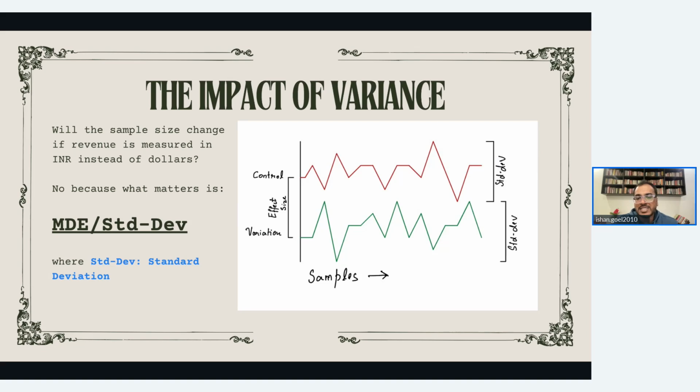So if my effect size is 5% and the metric fluctuates randomly just by 1%, then I'll need a much lower sample size. But if my effect size is 5%, but the metric itself fluctuates by 10%, then I'll need a much larger sample size. So variance is something that you cannot tweak, you cannot directly change. Like MDE is something you can select. Variance is not something that you can select.